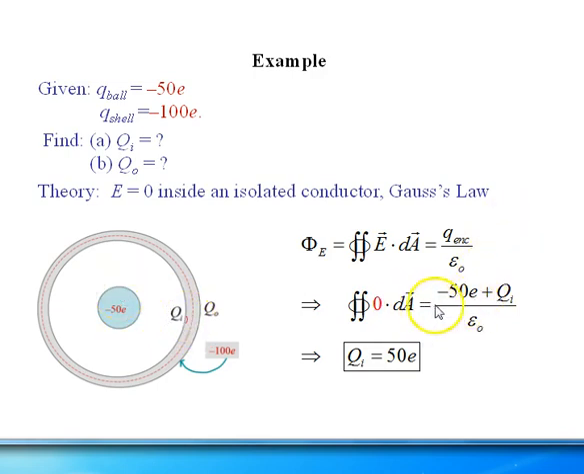So with that, we have 0 is equal to negative 50 elementary charges plus QI divided by epsilon naught. So that means that QI must be equal to 50 elementary charges. Or we have an excess of 50 electrons on this ball, so we have a deficit of 50 electrons on the inside of this shell.